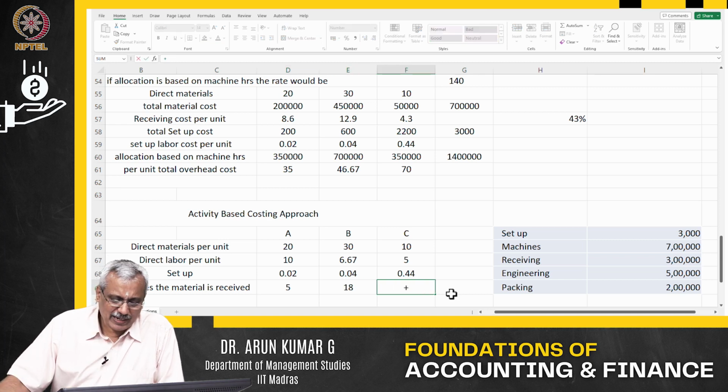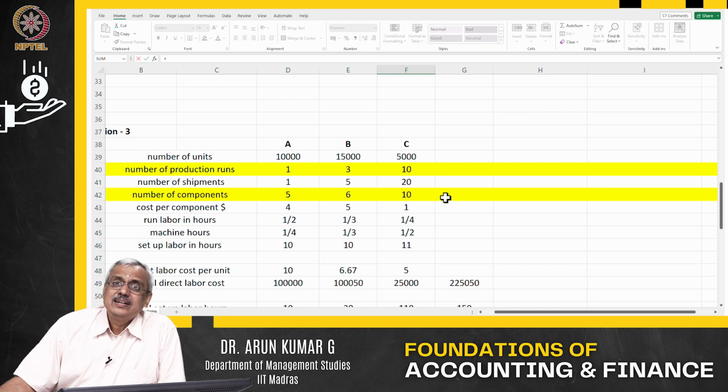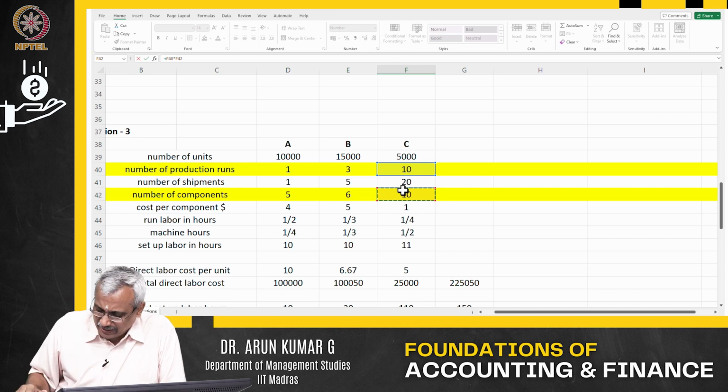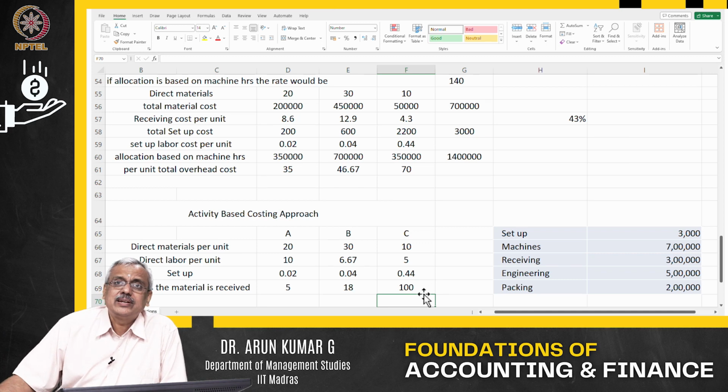Whereas when I move to product C, under the assumption that you receive material as per production run and you are following JIT, I have 10 production runs and there are 10 different components. That means every time there is a production run, I receive 10 components. So 10 into 10, I receive the material roughly 100 times.